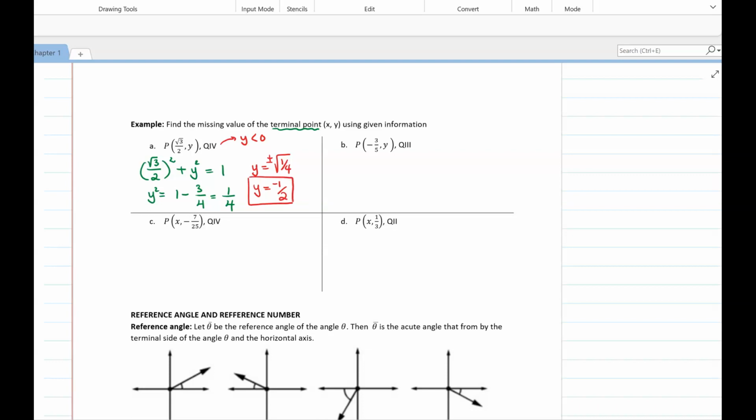In the second problem, the point P is negative 3/5, y, in quadrant 3, which means y is less than 0. This point P is a terminal point, so it has to satisfy the equation of the unit circle. Because y is negative, we take the value that is negative 4/5.